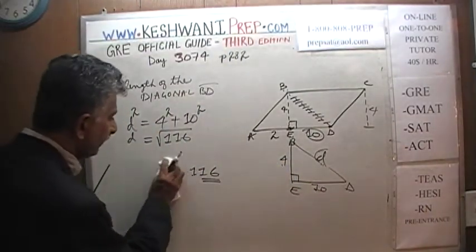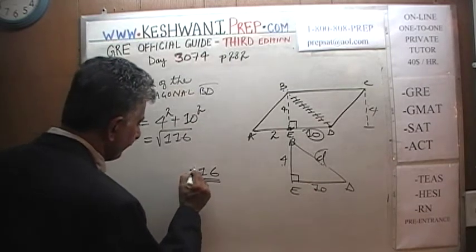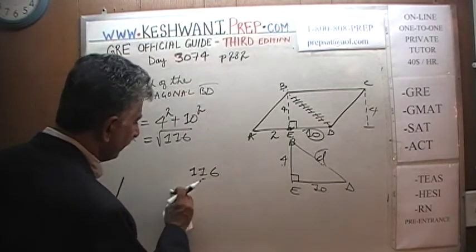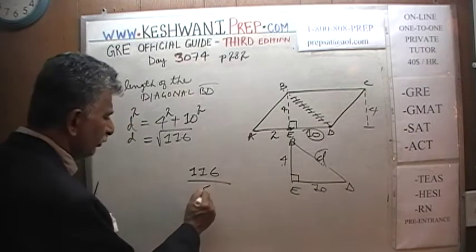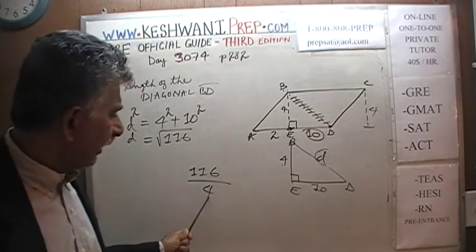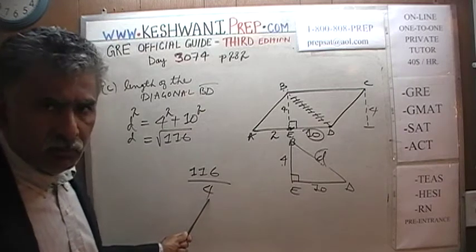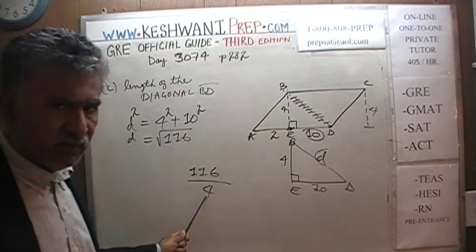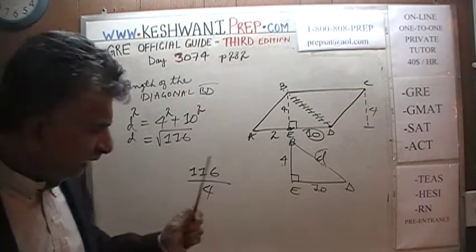So let's divide 116 by 4. And we don't actually have to do out the work. You must understand that 100 divided by 4 is 25, and 16 divided by 4 is 4. 16 has 4 fours and 100 has 25 fours. So the answer is going to be 29, but let's do it anyway.